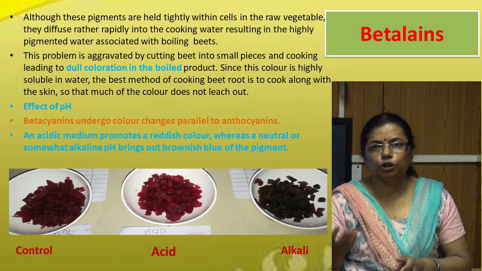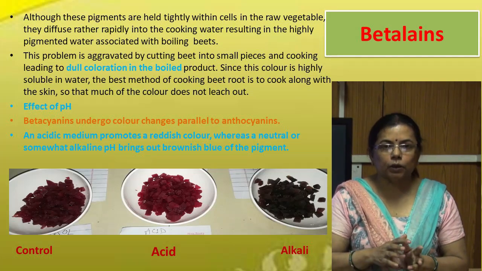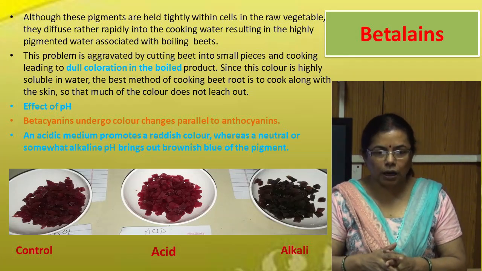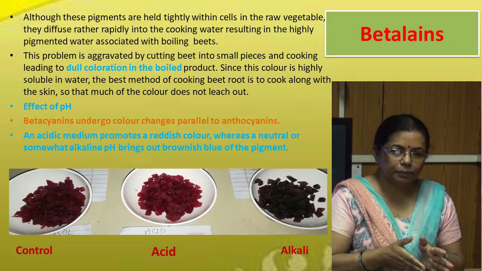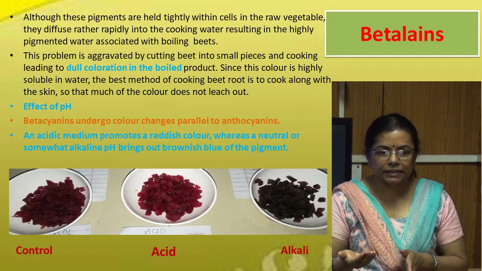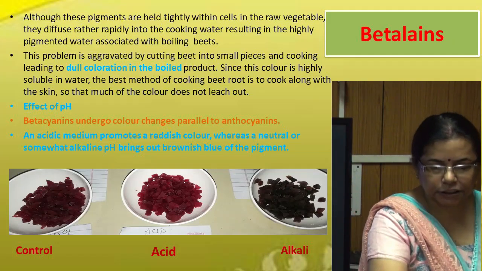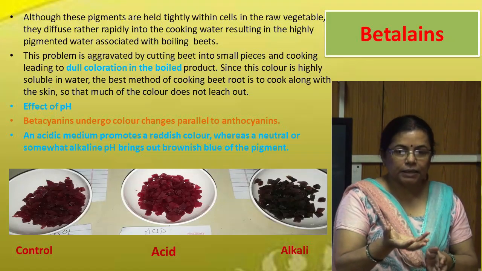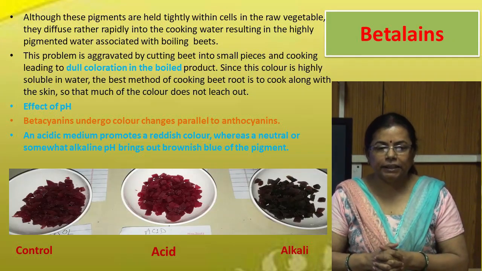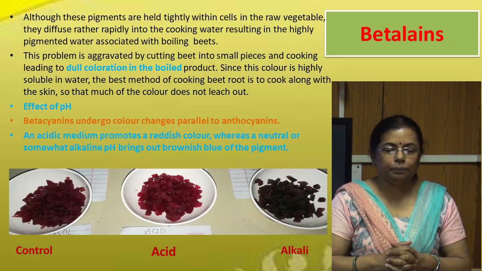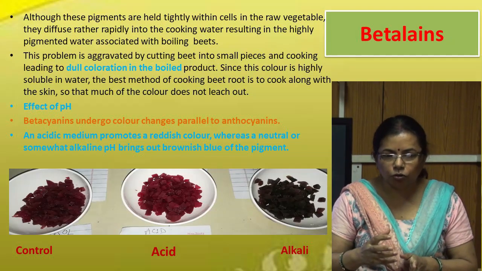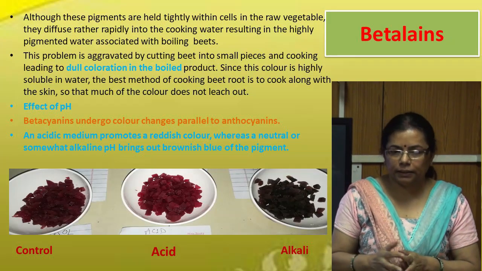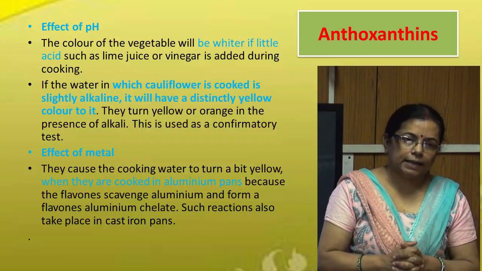Beta-cyanin component of the betalains undergo color change parallel to anthocyanins. In acidic medium, it promotes a reddish color, as is evident in these photographs. In acidic conditions, the red color is enhanced, whereas a neutral or somewhat alkaline pH brings out the brownish blue of the pigment.